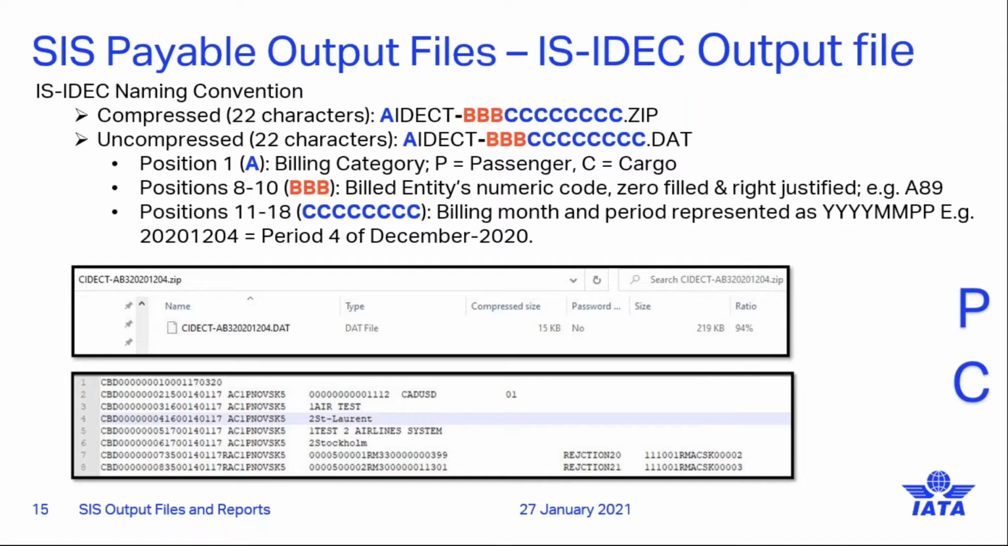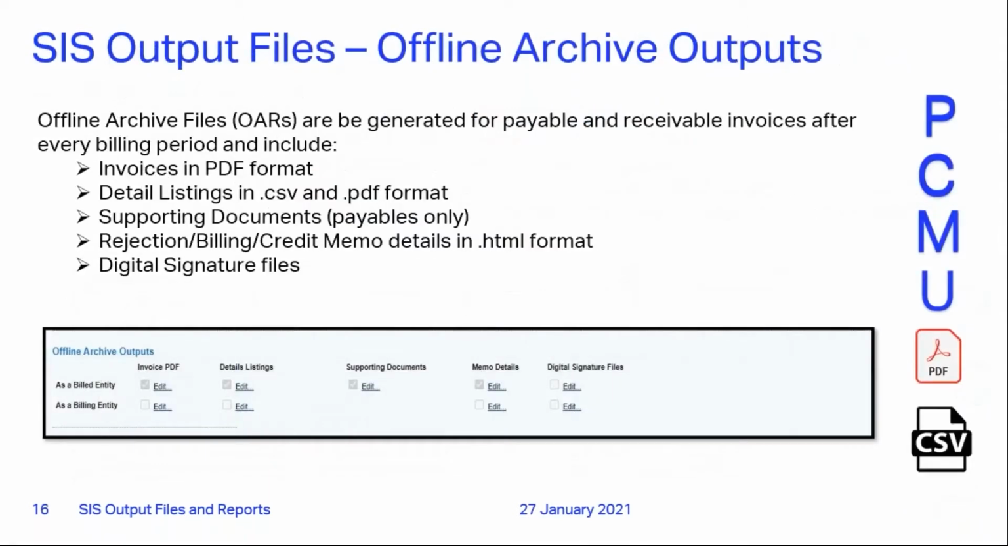Now that we have covered the two formats of your output files, we will go to the SIS output files, the offline archive outputs. Moving forward to the offline archive outputs, I would like to say that you will also see these named as OARs in many of our documents. These are packages of files known as OAR that you can enable in the member profile and will contain your payable and receivable invoices in PDF, together with the supporting documents, memo details, and the digital signature files, and they will be received for each billing period.